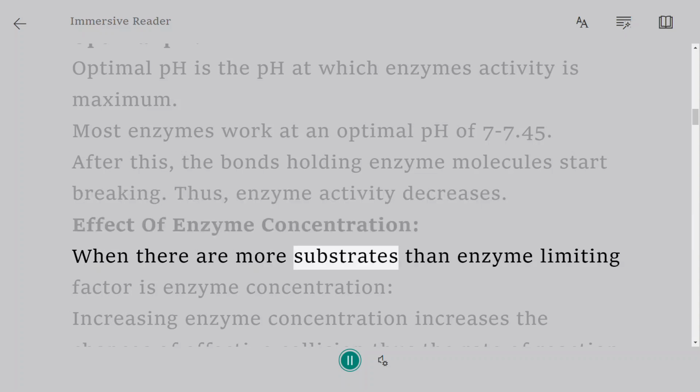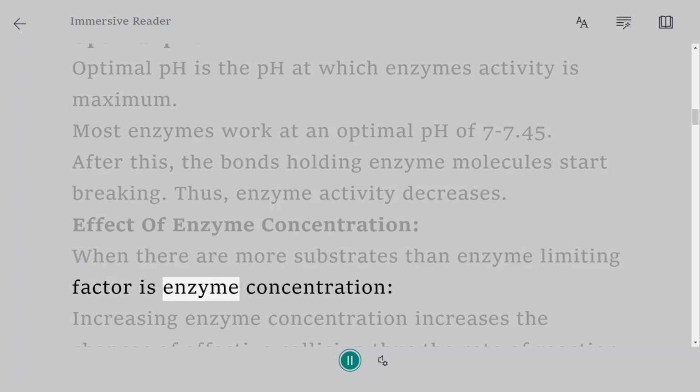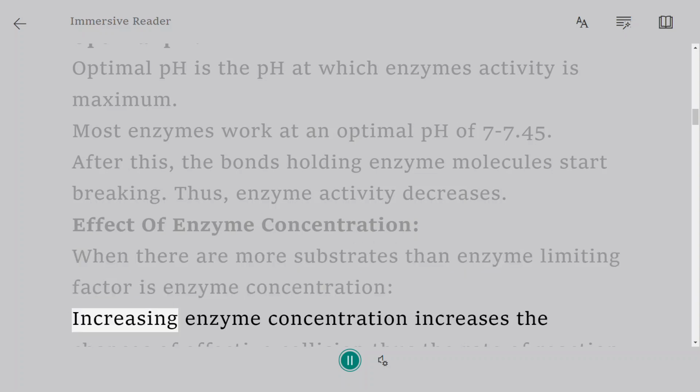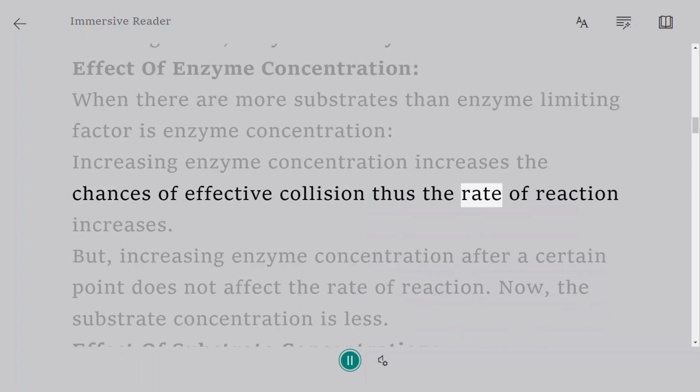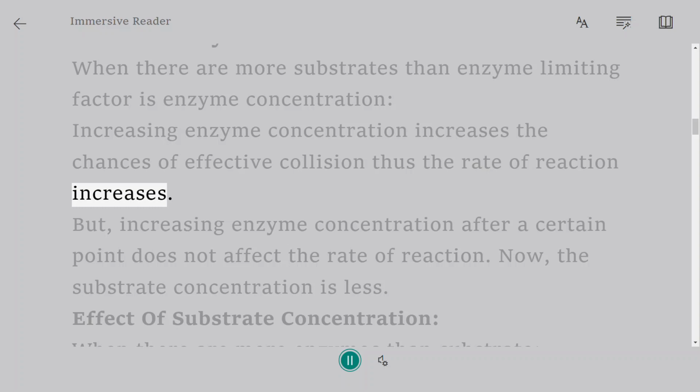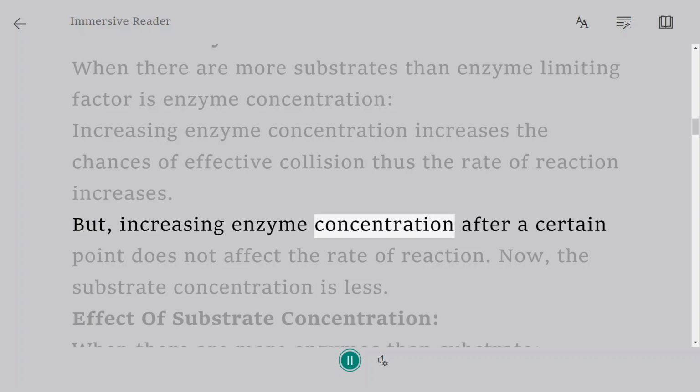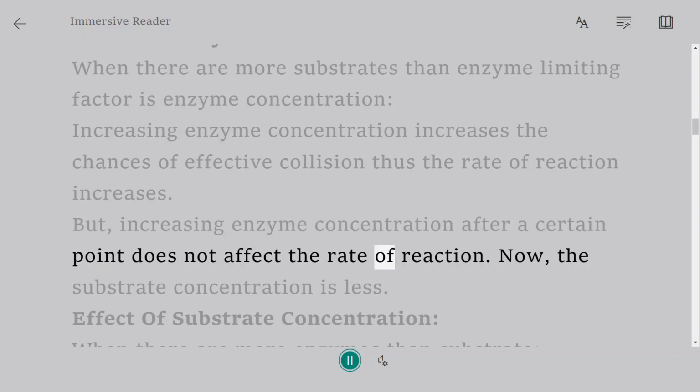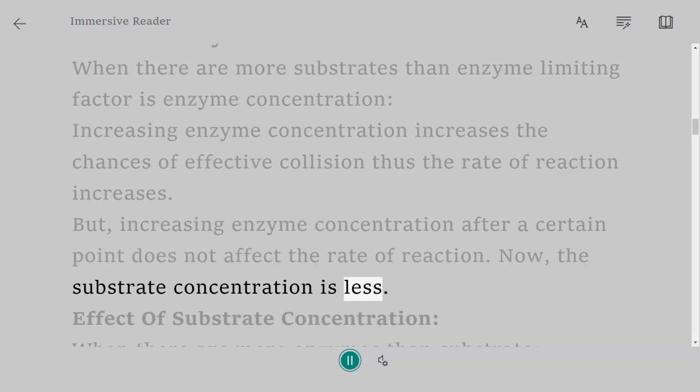Effect of enzyme concentration. When there are more substrates than enzyme, the limiting factor is enzyme concentration. Increasing enzyme concentration increases the chances of effective collision, thus the rate of reaction increases. But increasing enzyme concentration after a certain point does not affect the rate of reaction. Now, the substrate concentration is less.